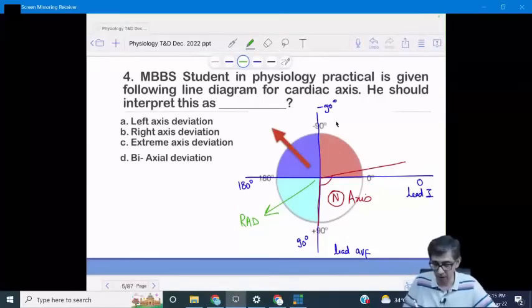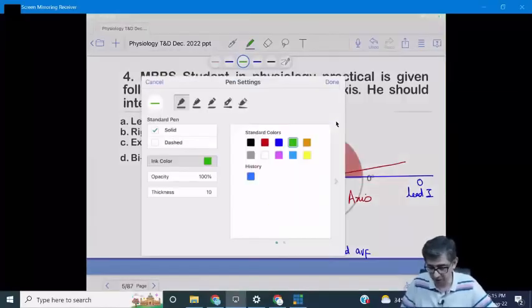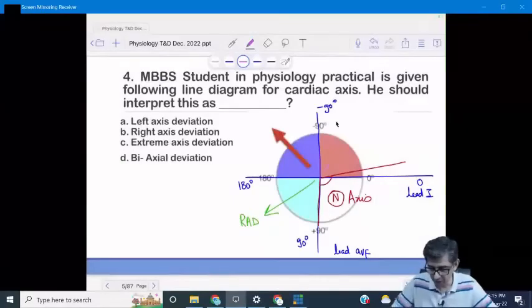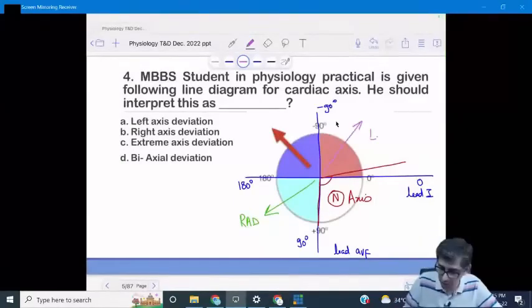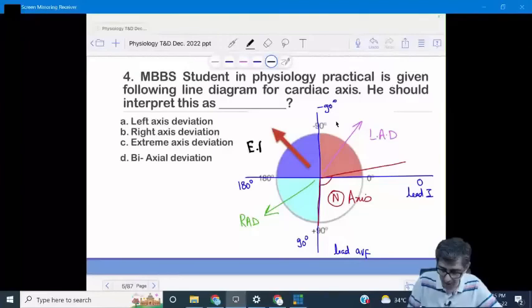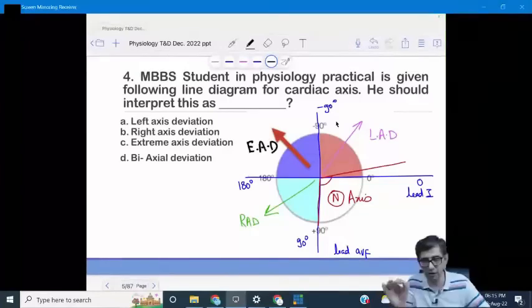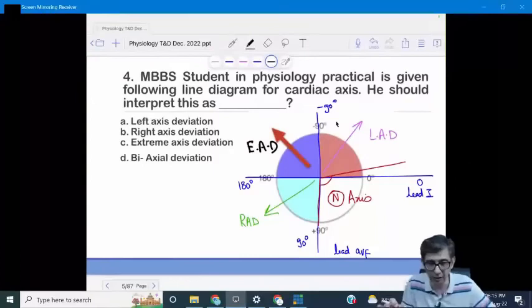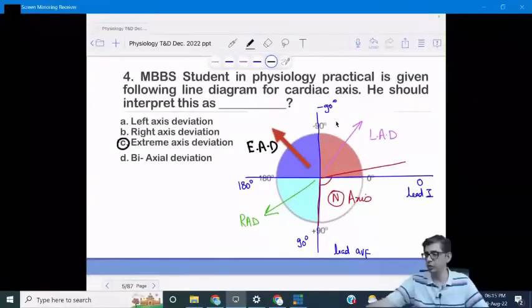On the other hand, I'll do a color change once again. Suppose they give you an arrow in this direction, which I've shown in purple color. Then this superior quadrant would be called left axis deviation. But what is asked to you is a quadrant which is diametrically opposite of the normal, that is called extreme axis deviation. The correct answer for this question number 4 is option number C.